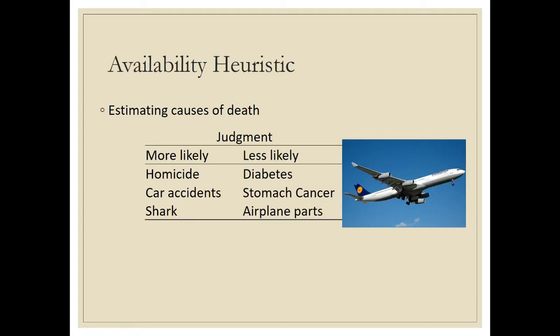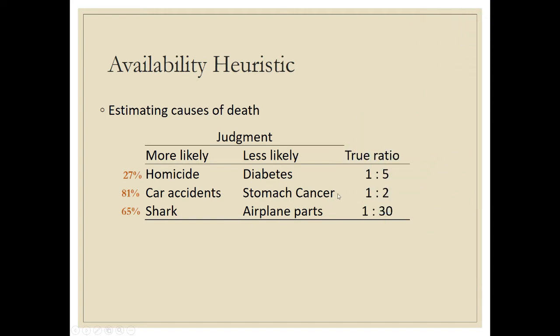Okay, so what do we think is more likely? Death from homicide or death from diabetes? Death from car accidents or death from stomach cancer, and so on. So 27% say homicide is more likely than diabetes, 81% say car accidents are more likely than stomach cancer, 65% say shark attacks are more likely than death from a falling airplane part. Well, it turns out that the true ratio is actually rather different.